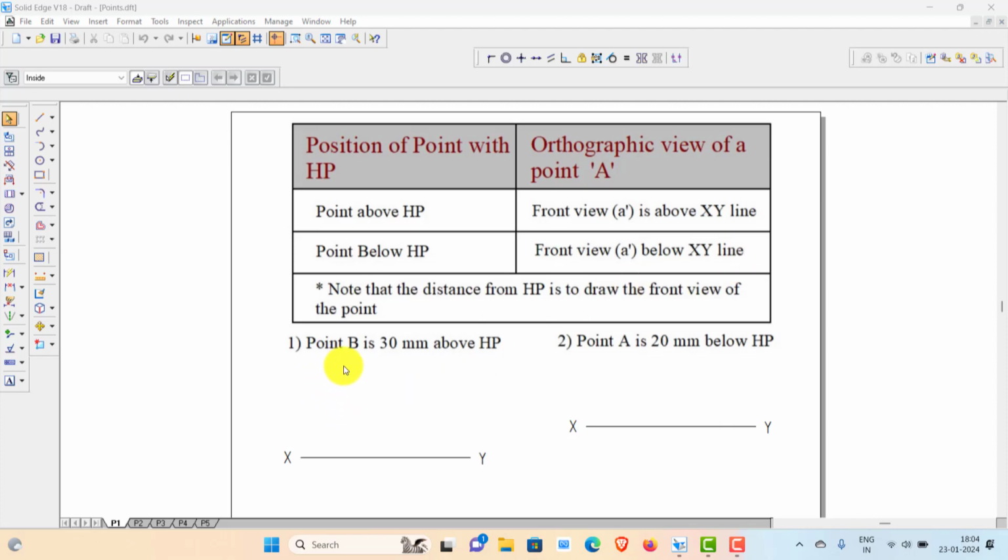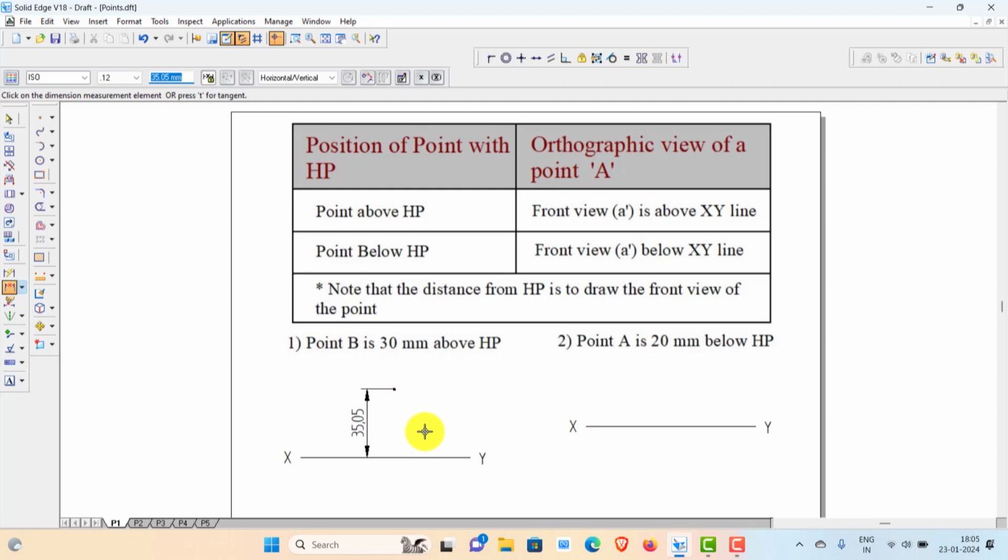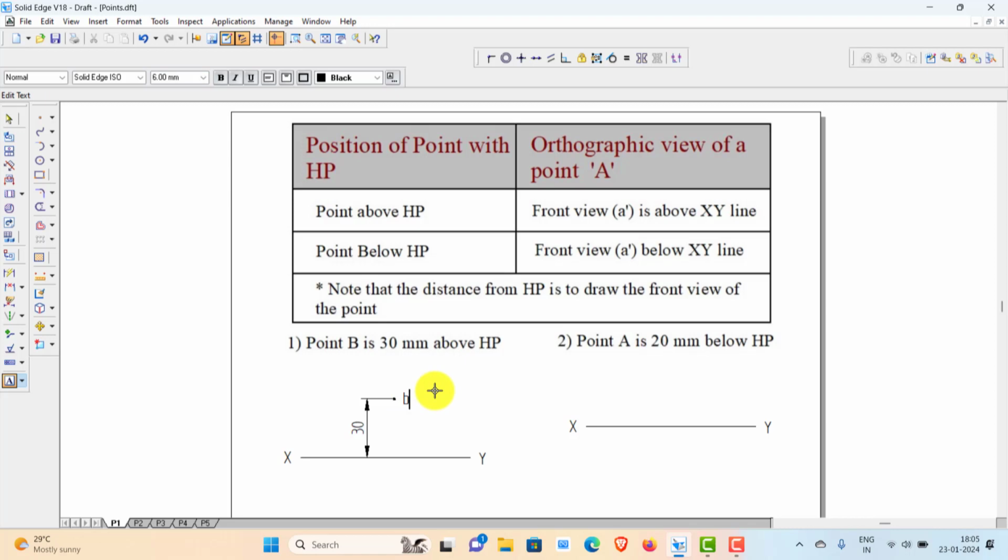Now let us consider a point which is 30 mm above HP. Let us forget about the distance from VP. If the point B is 30 mm above HP, then you need to mark the point 30 mm above. So I arbitrarily marked a point above the XY line. Now I need to adjust the distance between this point and the XY line. You adjust the distance to 30 mm. So now you got the distance adjusted, and this is the front view. Since the point is B, you should name it as B dash. So this is the front view of the point B, which is lying 30 mm above HP.